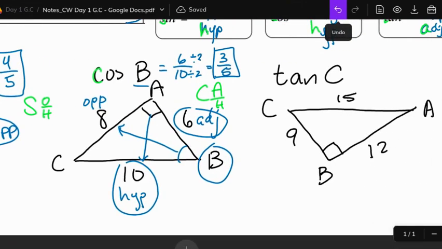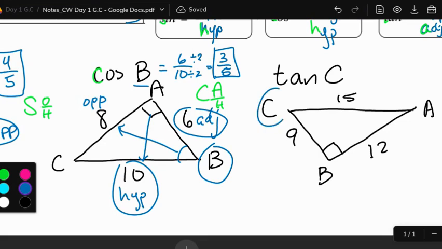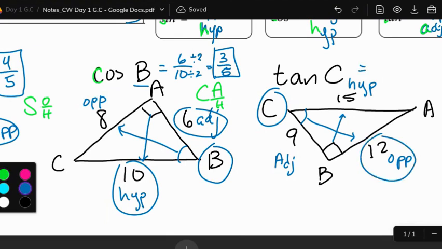Tan of C, tangent of C, well, that's starting at angle C to tell me the opposite, which is 12. The hypotenuse is 15, leaving me with the adjacent, which is 9. Tangent, TOA, so CAH TOA, is opposite over adjacent, so opposite is 12, adjacent is 9, and I can simplify these both by 3 and get 4 over 3 as my trig ratio for tangent of C.